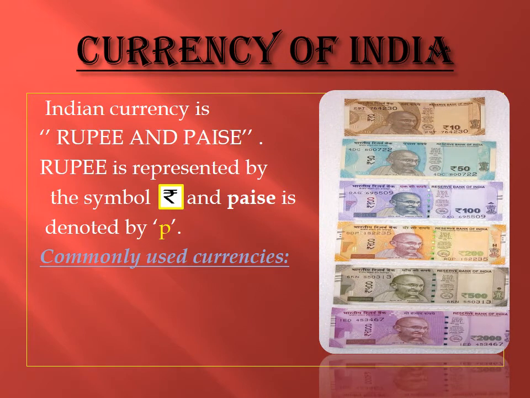Currency of India. Indian currency is rupee and paise. Rupee is represented by the symbol ₹, written in Hindi and slashed by a single line, and paise is noted by small letter p. The commonly used currency in the paper form is rupees 10, 50, 100, 200, 500 and 2000.